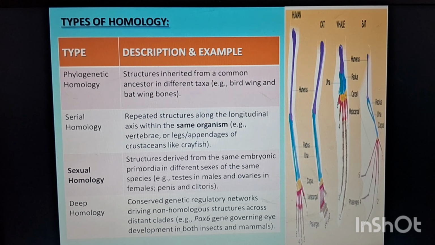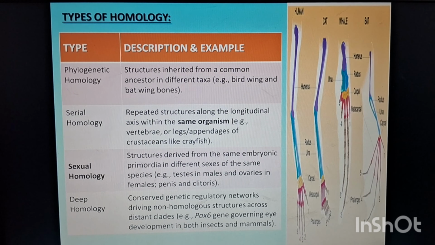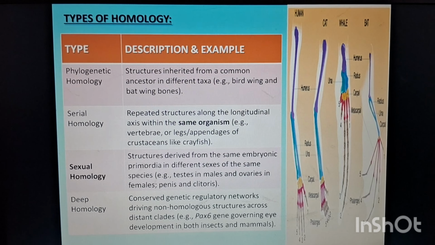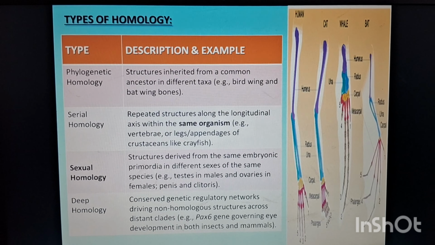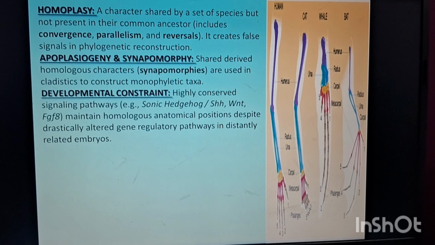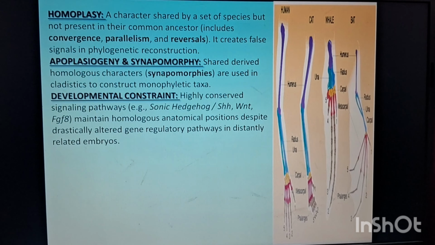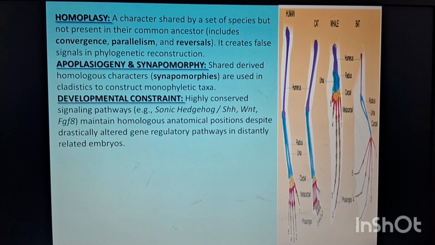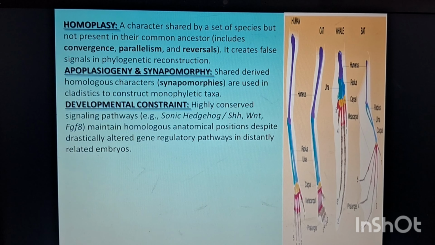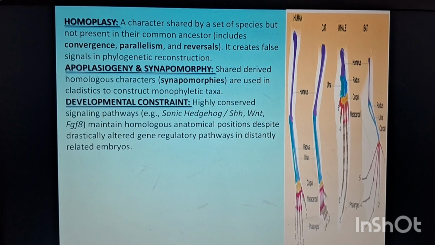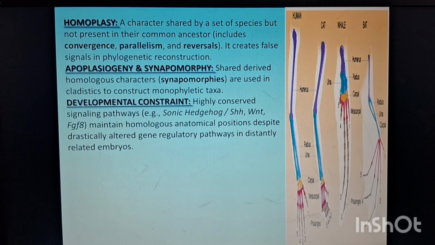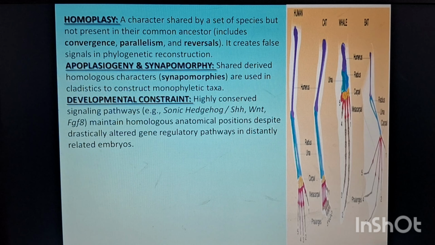Next type is deep homology. Conserved genetic regulatory network driving non-homologous structures across distant clades. Example, PAX6 genes governing eye development in both insects and mammals. Next, some short terms of homologous organ. First term is homoplasy, a character shared by a set of species but not present in their common ancestor. It includes convergence, parallelism, and reversals. It creates false signals in phylogenetic reconstruction.